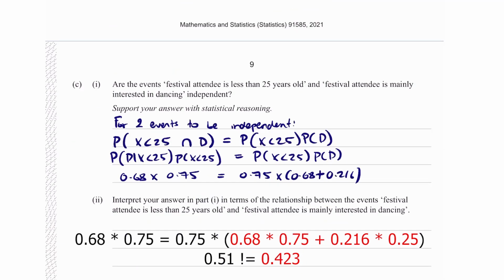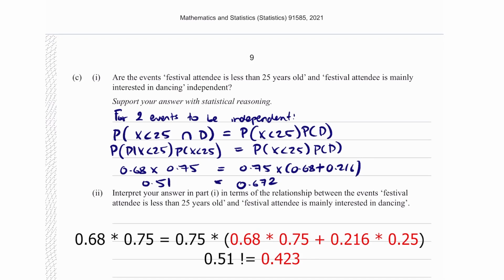So are these events going to be equal? I don't think so. So we get 0.51 on the left. And this is equal to 0.68 plus 0.216 multiplied by 0.75. I got 0.672 on the right hand side. So what we're saying is that these are not equal. Therefore, they are not independent.